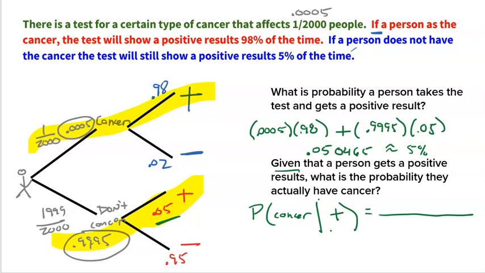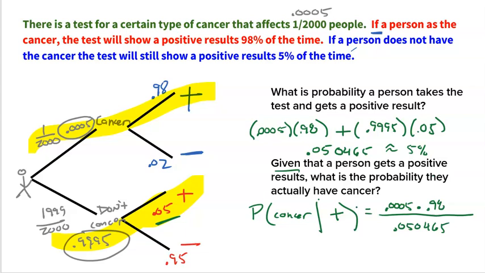All right, denominator is the condition, positive result. Now, the good news is we just figured that out. 0.050465. Why waste time doing it again? We already figured out the probability of a positive result is I have cancer and I get a positive, or I don't have cancer and I get a positive. Two scenarios, both leading to a positive result. That's my denominator. Numerator is both cancer and positive. Well, that's a very specific branch. Cancer, 0.0005, and you have a positive result, 0.98. So that numerator is 0.0005 times 0.98.